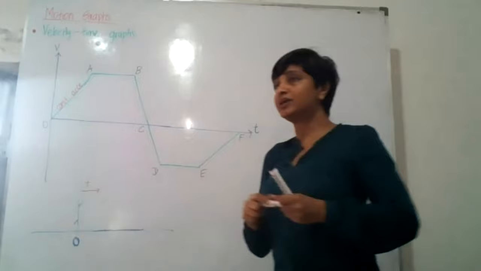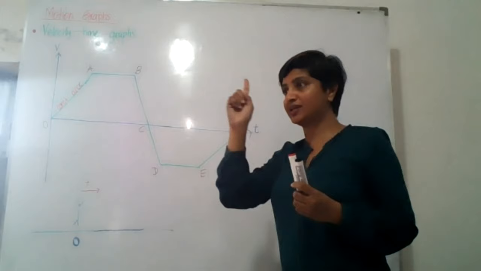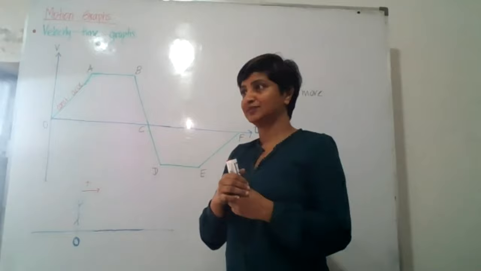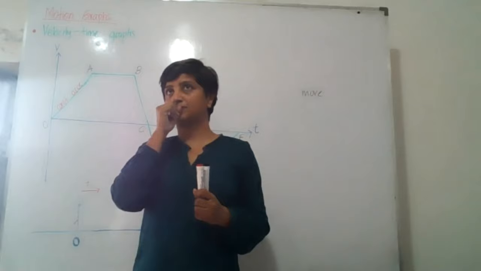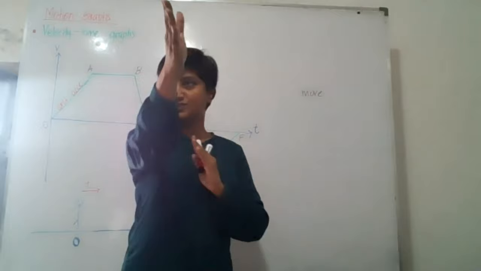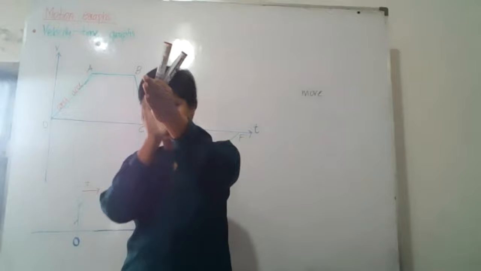A to B, what's happening? Constant speed. This is velocity. Moving at a constant speed. Is it okay to say moving at constant speed or constant velocity? Should we say constant velocity? Constant velocity. It is constant speed as well. And since he's moving in a straight line, it automatically becomes a constant velocity. Constant speed in a particular direction is constant velocity. So A to B, constant velocity in one direction.